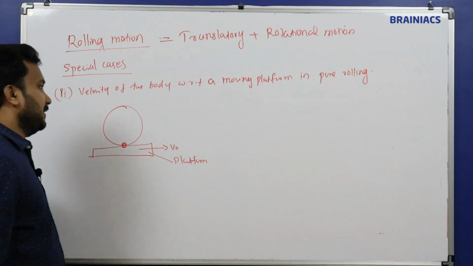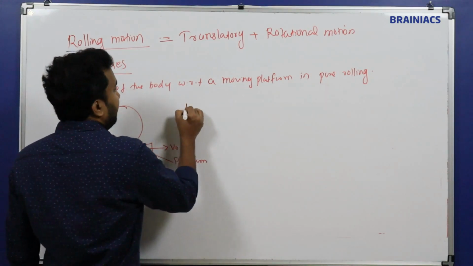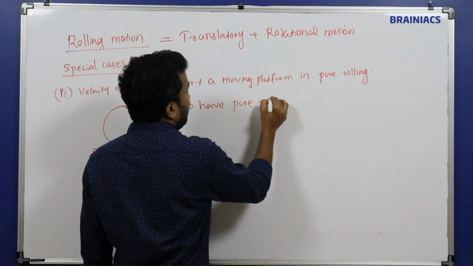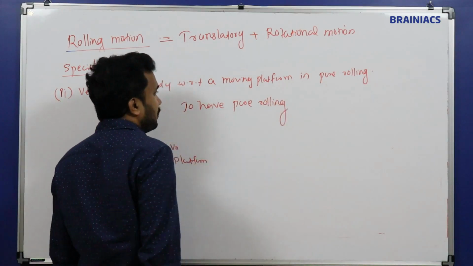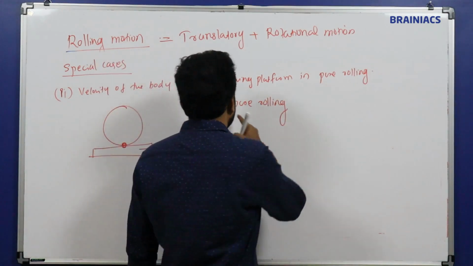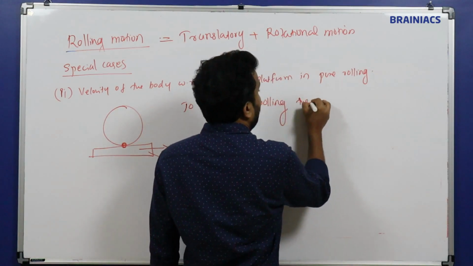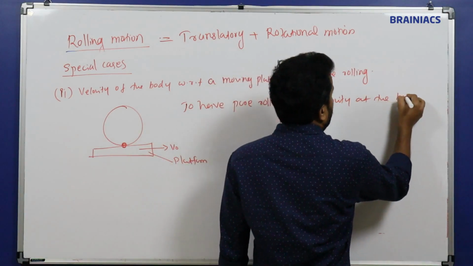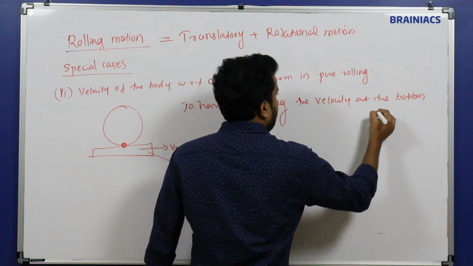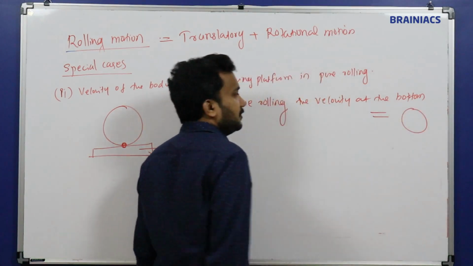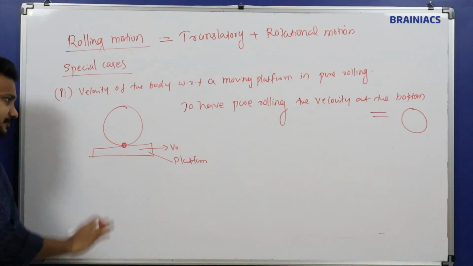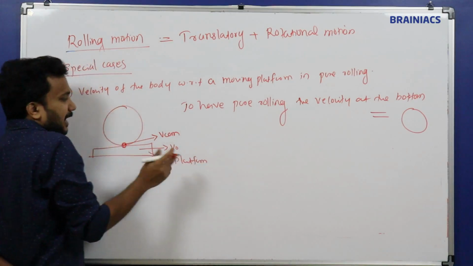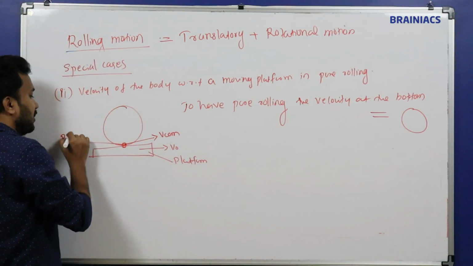But I told you one condition to have pure rolling, and this condition is universal. You can't change it, I can't change it, nobody can change it. To have pure rolling, the velocity at the bottom is equal to 0. So let's consider v0 will be here. We have vcom, and this is r omega. The platform I am not bothering about.